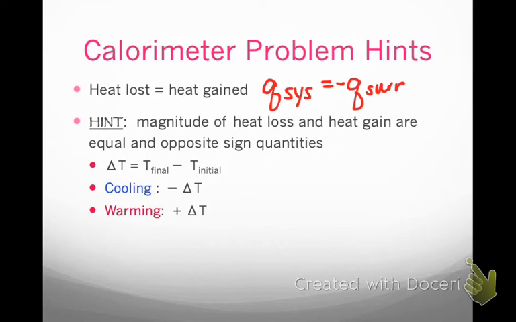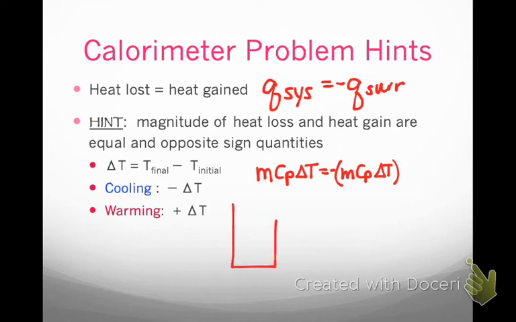So what that means is, and I'll write this down here, is that if I put that into the equation that we've been using, mass C sub P times delta T, I'm going to have a negative mass C sub P delta T so that I can set these two things equal to each other. And the times where I'm going to be doing this is when I have a calorimeter with the lid on top, thermometer going into the water.